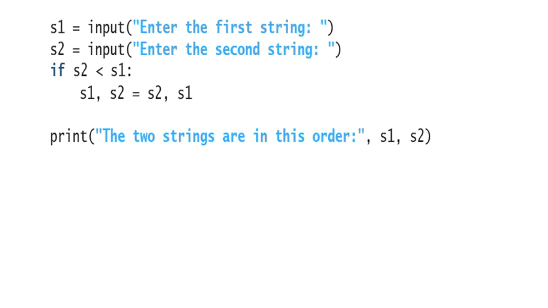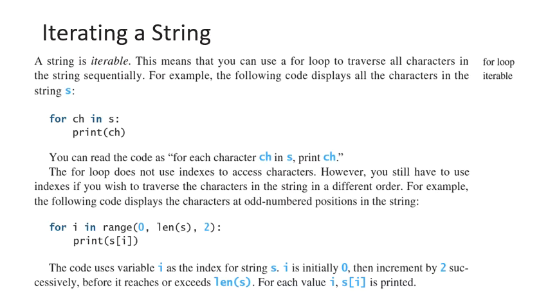S1 equal to input, enter the first string. S2 is equal to input, enter the second string. If S2 is less than S1, then S1, S2 is equal to S2, S1. The two strings are in the order S1, S2.